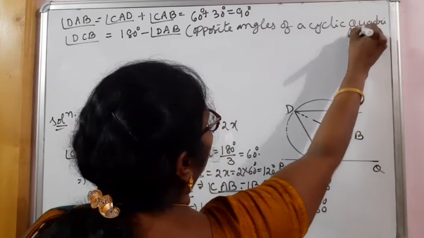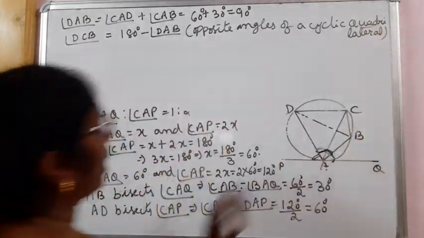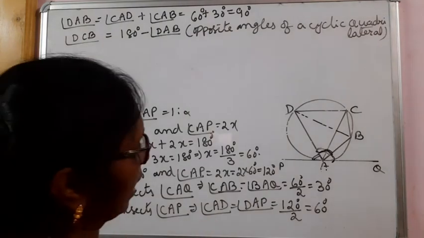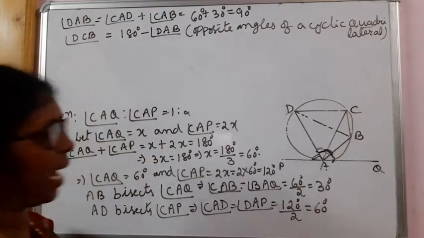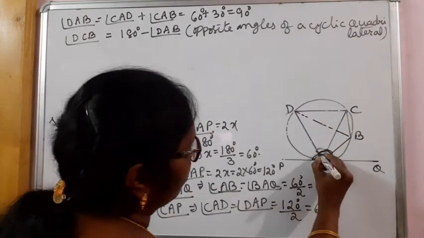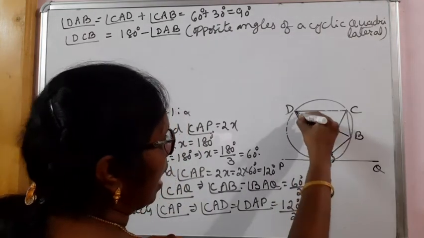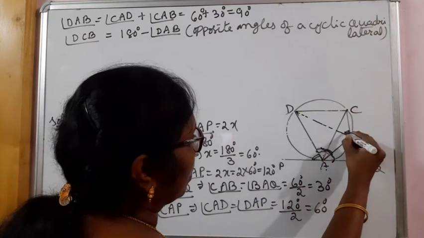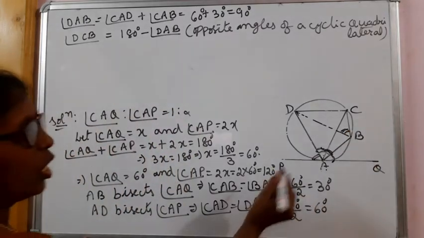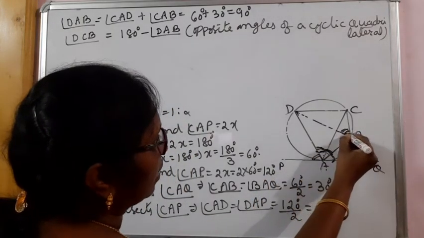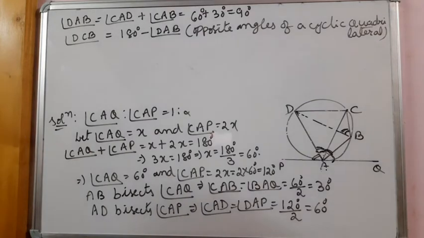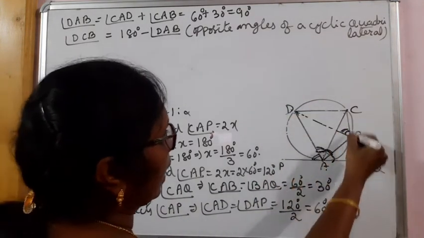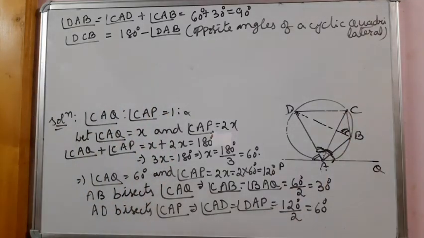So we got two angles of quadrilateral ABCD. Now let us work out for angle B and angle D. Now we see, if this is 60 degrees, angle DAC and angle DBC are the angles in the same segment. So if this is 60, this is also 60 degrees. Yes or no? So angle DAC is 60 degrees. So angle DBC is also 60 degrees.